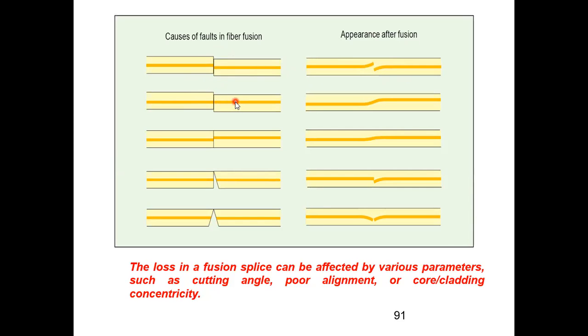Sometimes what happens is the core is aligned but the outer fiber is not properly aligned. So this is the structure that will be produced after fusion. Okay, here the cladding on the outside is the same but inside the core position is different. So after fusion it will look like this.